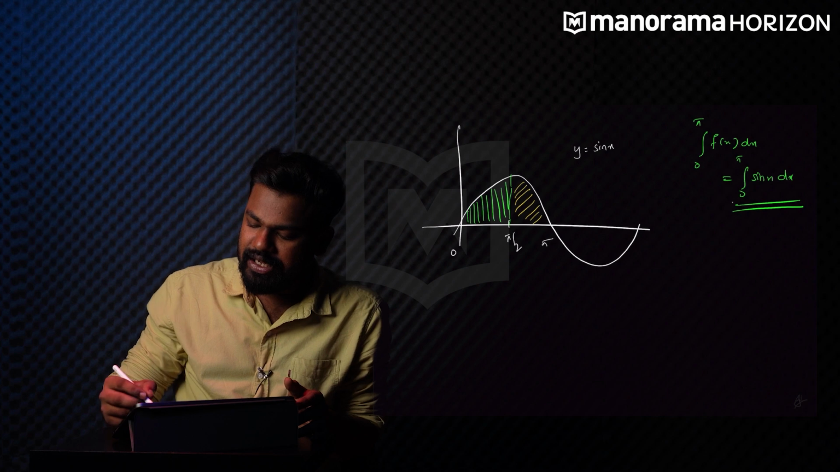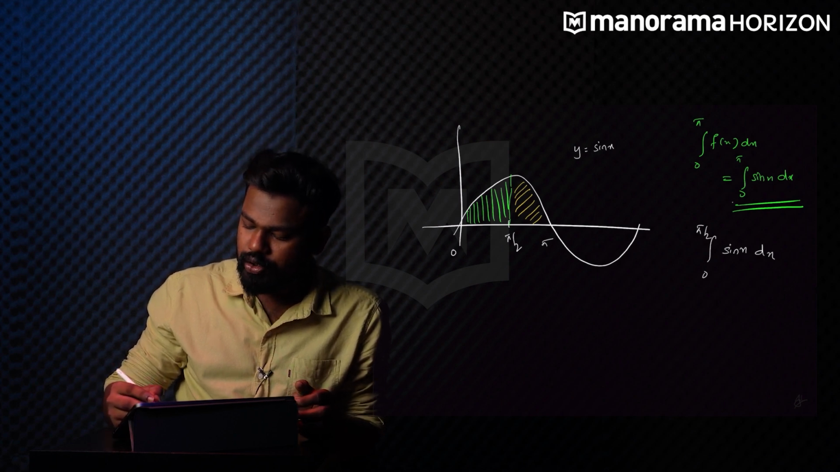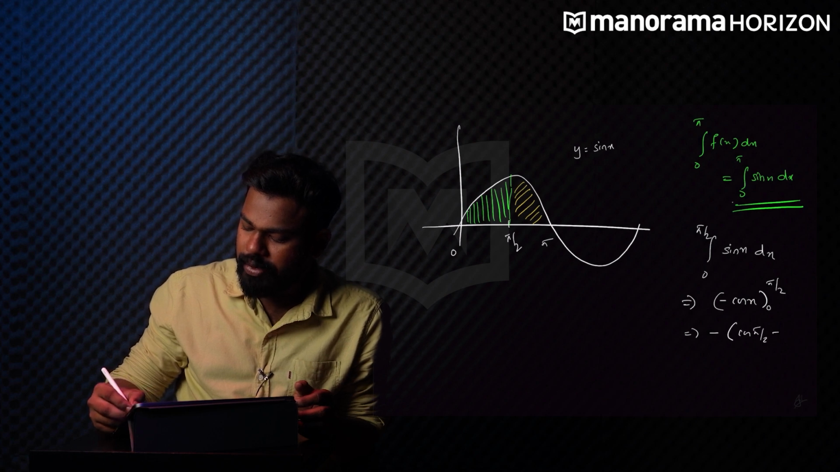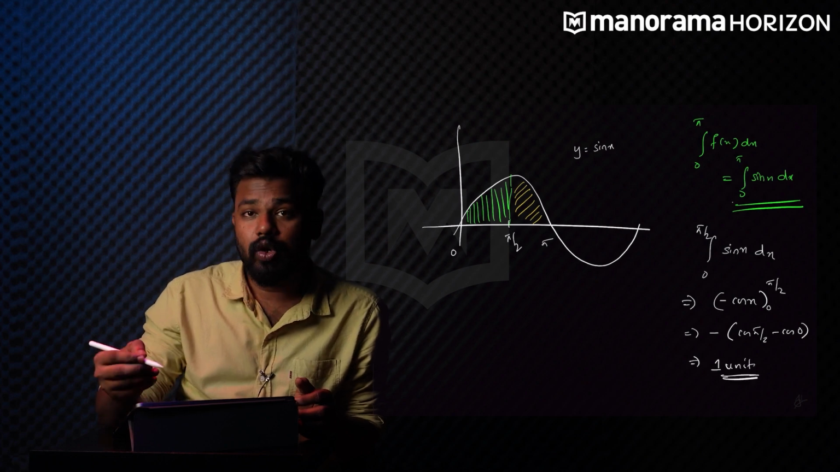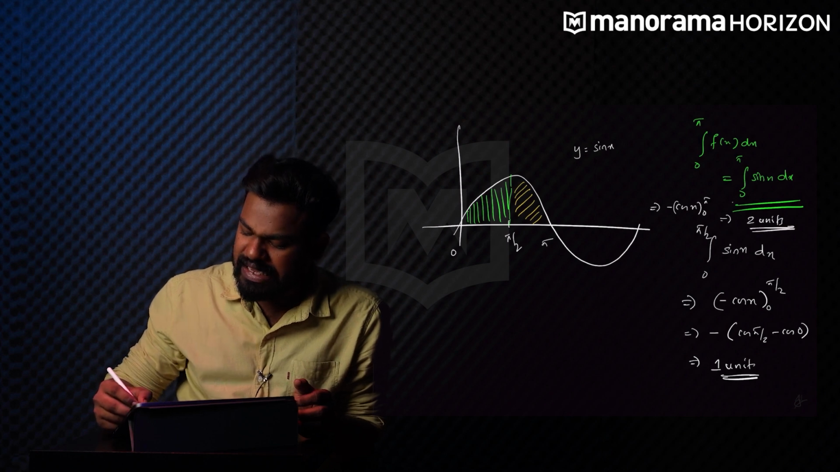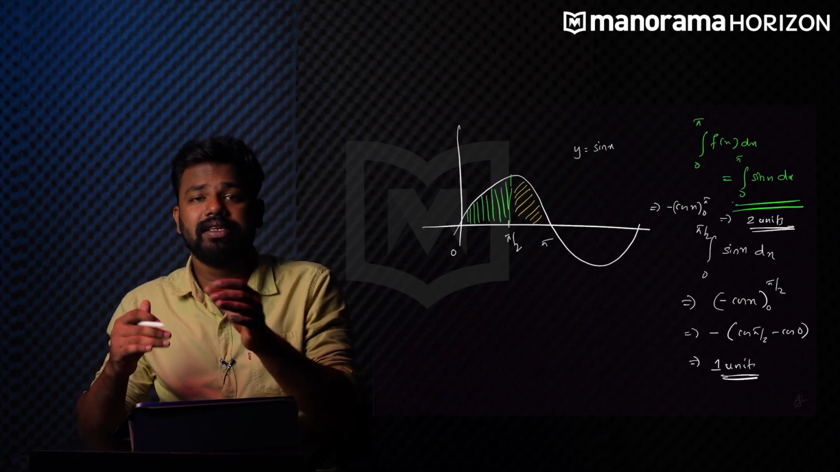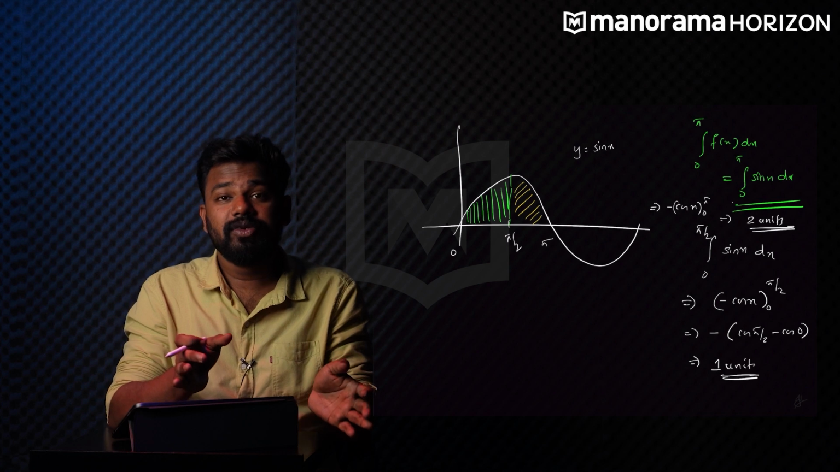If I only take the integral from 0 to pi by 2 of sin x dx, what will I get? It will be minus cos x, from 0 to pi by 2, which is minus of cos pi by 2 minus cos 0, equal to 1 unit. In the previous case, the integral from 0 to pi of sin x dx is minus cos x from 0 to pi, that is 2 units. So you can see that the integral from 0 to pi by 2 of sin x dx gives half of the area that we got from 0 to pi.